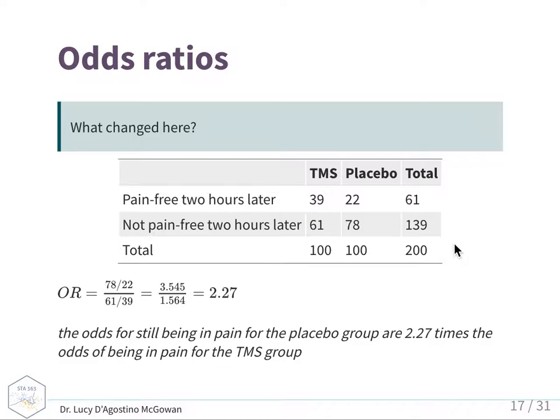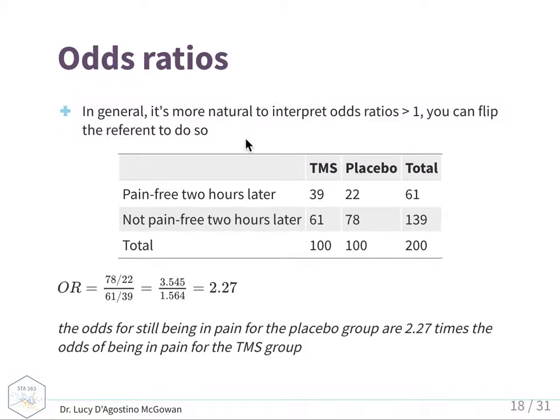Okay, what changed here? So now I've flipped it, so the values end up being the same in the end, the 2.27, but now I'm doing 78 over 22 divided by 61 over 39. And so this is going to be the odds of still being in pain for the placebo group compared to the odds of still being in pain for the TMS group. So now I've flipped both the referent category for the outcome and the referent category for the exposure. And so what this demonstrates is that we can flip around what our referent categories are, and we get slightly different answers, so we need to interpret them in the context of what the referent category is.